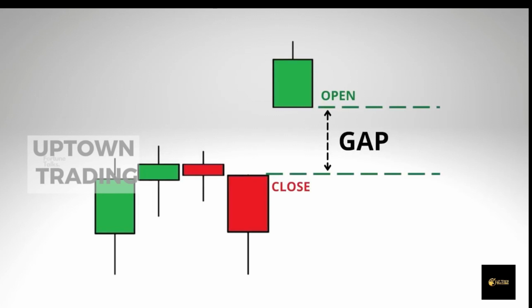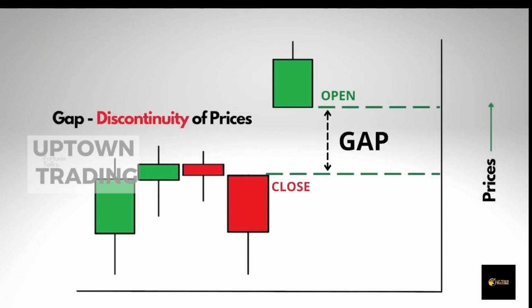So what exactly is a gap? The difference between two consecutive candles' closing price and opening price is called a gap, or simply a gap is an area of discontinuity in the chart where the price of the asset either falls or rises from the close of the previous day.